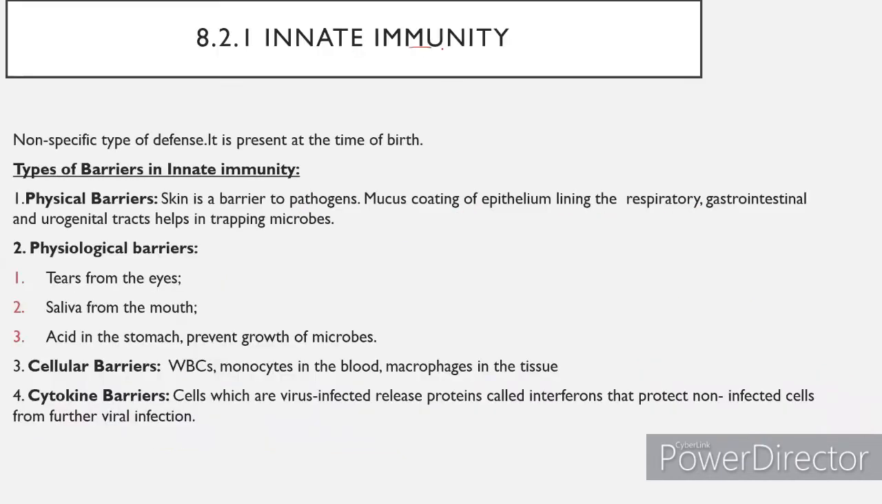Innate immunity is called a non-specific type of defense and it is present at the time of birth. It is non-specific, meaning that no matter what the shape of the antigens is and how they look, there will always be antibodies produced in the body against these antigens. They are exposed to a wide variety of antigens and are not specific to a particular antigen.